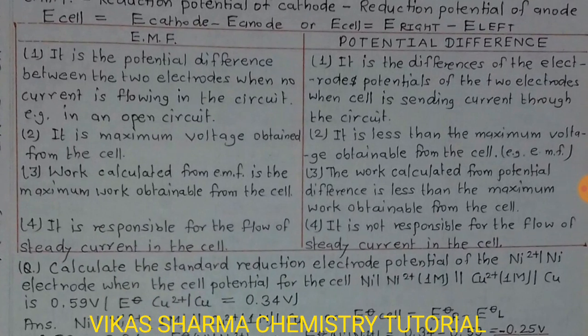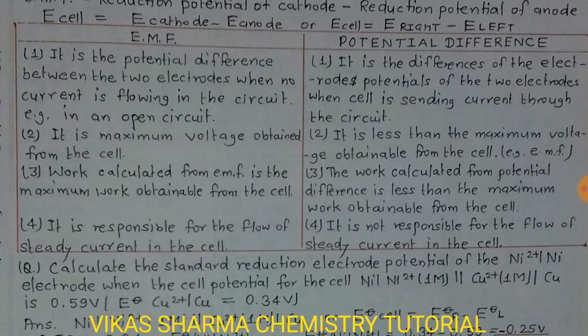First, EMF is the potential difference between the two electrodes when no current is flowing in the circuit, for example, in an open circuit. Point one for potential difference: it is the difference of the electrode potentials of the two electrodes when the cell is sending current through the circuit, meaning a closed circuit. Student, in EMF, point number 2, it is the maximum voltage obtained from the cell, and for potential difference, point number 2, it is less than the maximum voltage obtainable from the cell. So EMF counts as the maximum voltage.